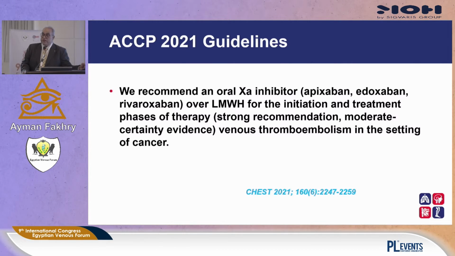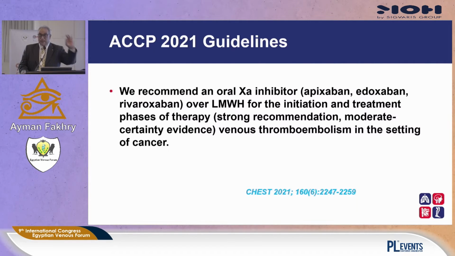ACCP guidelines 2021. This is a real revolution. We recommend, as you see, it is not a suggestion, it is a recommendation. It is strong. What did they recommend? We recommend an oral factor 10A inhibitor over low molecular weight heparin for initiation and treatment therapy of venous thrombosis in the setting of cancer. You see, this is the real revolution.